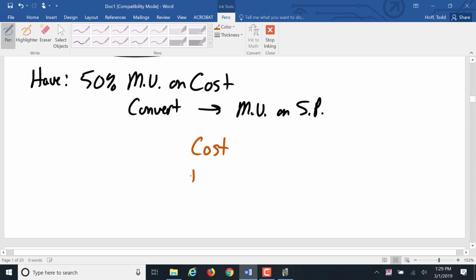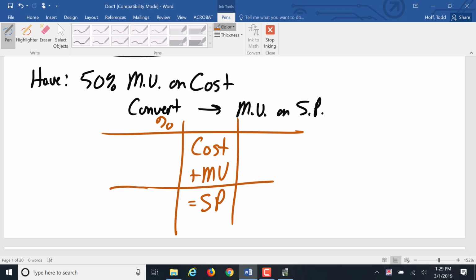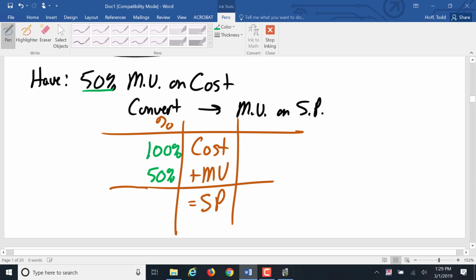So cost plus markup equals selling price. We've got percents over here. I'm going to leave the dollars blank. We are given a 50% markup on cost, so 50% goes here. It's a markup on cost, that means 100% goes with the cost. Now those add up, so we know that 150%, 100 plus 50, has to go with the selling price.